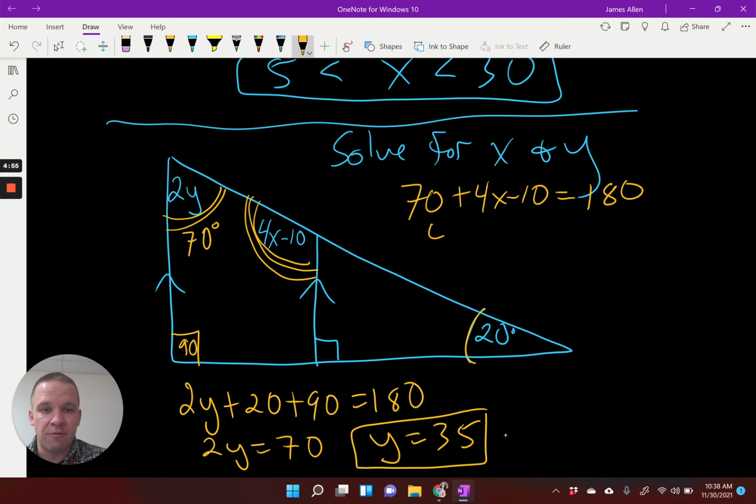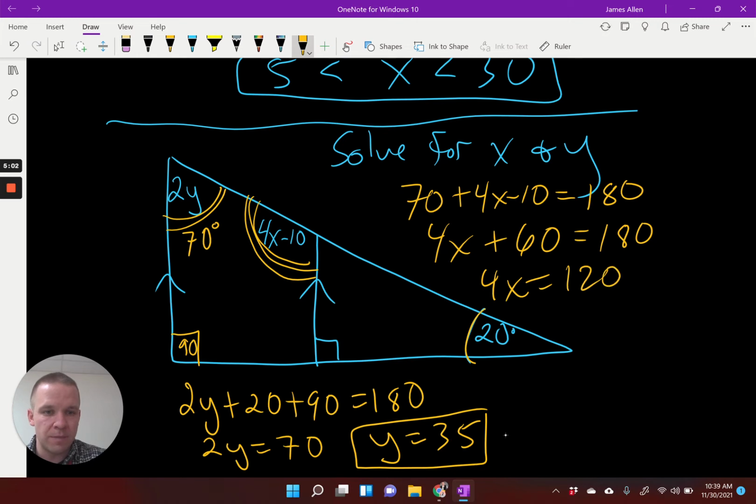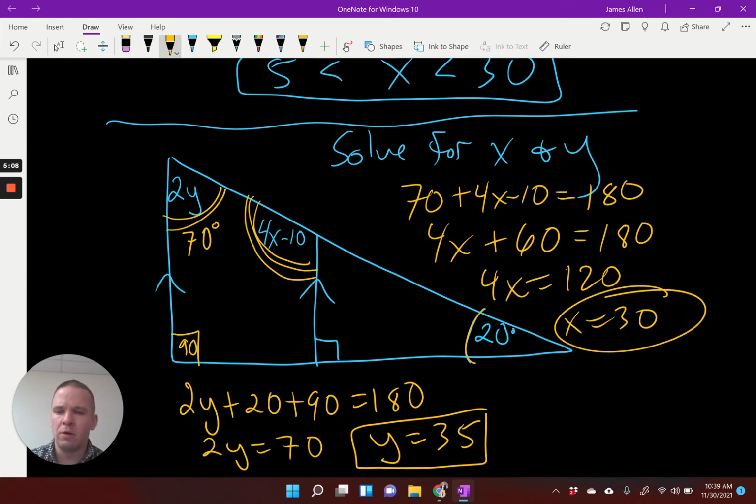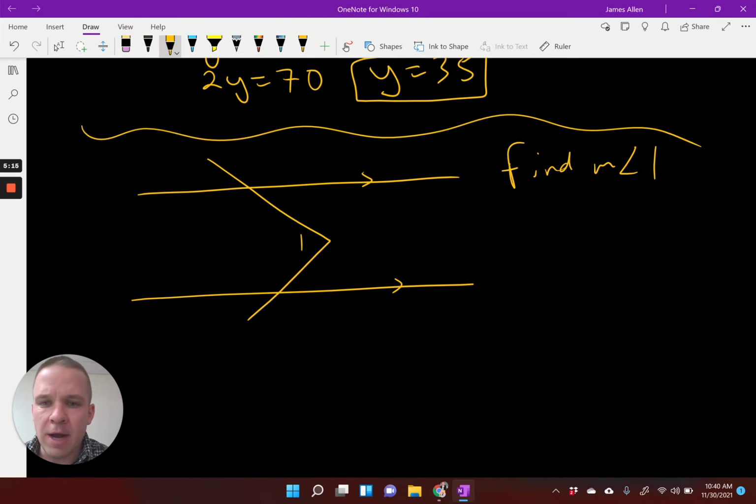Let's see here. So I'm going to have 4x plus 60 equals 180. 4x equals 120. So x is equal to 30 degrees, or just, I guess, 30. Just say 30. I like it. Beautiful. I got x, I got y. I use what I know about triangles and also my same side interior angles being supplementary. Awesome sauce.